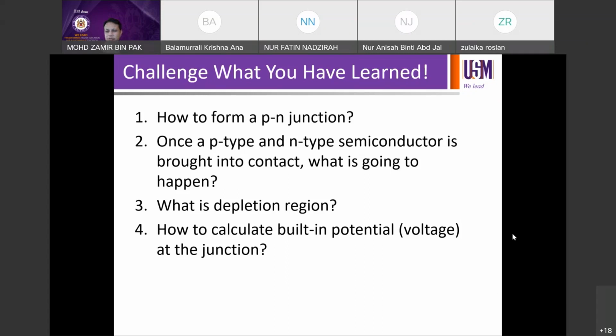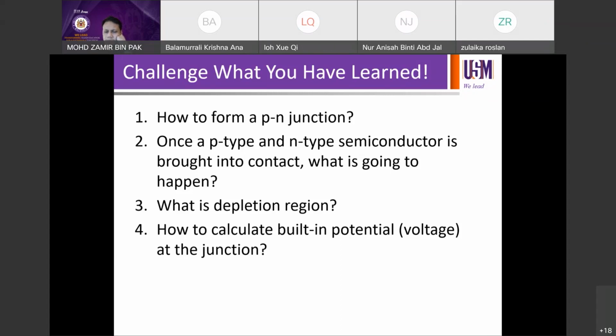What happens to the EF before and what happens to the EF after thermal equilibrium condition? What was the EF like before the junction, and what is the EF like after the junction? Before the junction, the EF is separated. For p-type semiconductor the EF is near the valence band, and for n-type semiconductor the EF is near the conduction band.